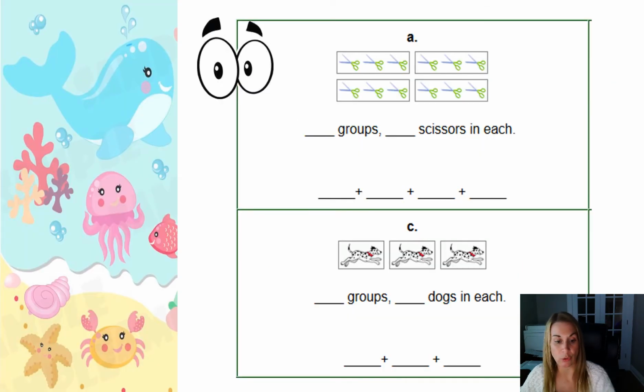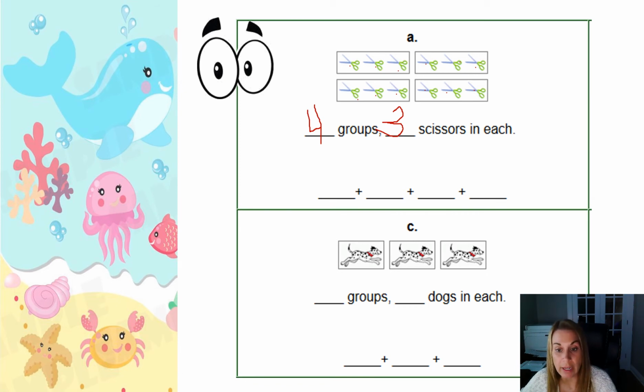All right, I want you to watch me. I have a few groups of scissors up here. First I need to figure out how many groups I have. 1, 2, 3, 4. All right, so I have 4 groups. And how many scissors are in each group? What I'm going to do is count each of the groups to make sure I have the same amount. 1, 2, 3, 1, 2, 3, 1, 2, 3, 1, 2, 3. All right, so in each one of my groups, I have 3 scissors.